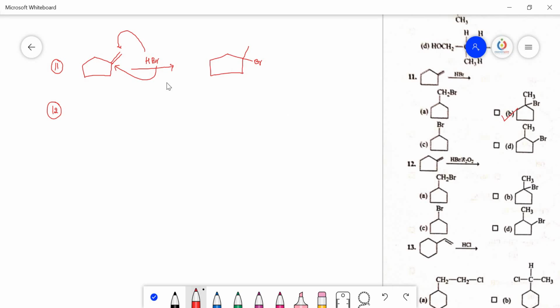12th question. The same molecule is given, but in the presence of peroxide. So I will take this one only. Again HBr, R2O2 peroxide. In the presence of the peroxide, anti-Markovnikov's addition takes place, so bromine will go here and H plus will attack in this particular place. So we get the molecule of this one. Hence option A is correct.